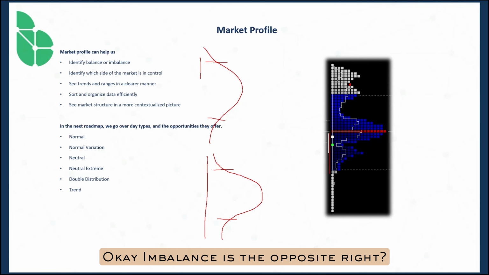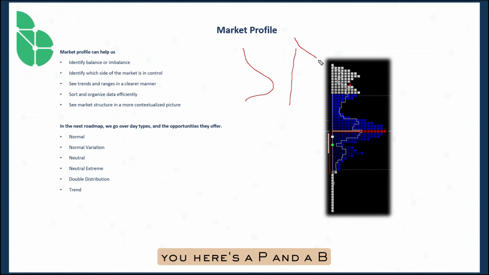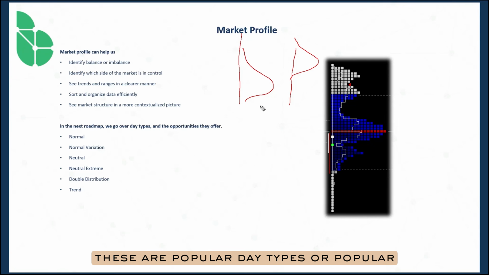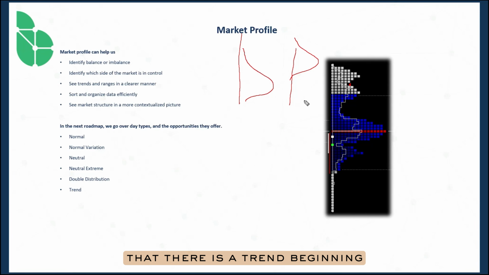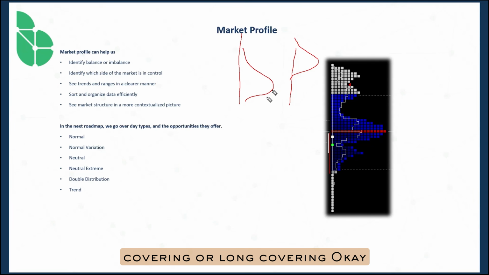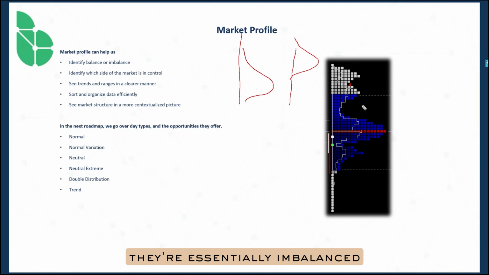Imbalance is the opposite, right? So imbalance is, as you can imagine, when we have large skew, right? So these two, for example, here's a P and a B. These are popular day types or popular market profile structures that we will be talking about. All right, sometimes they mean that there is a trend beginning. Sometimes it's short covering or long covering. Okay, so these can be referred to as anomalies as well as an entire structure. Okay, but again, they're essentially imbalanced.